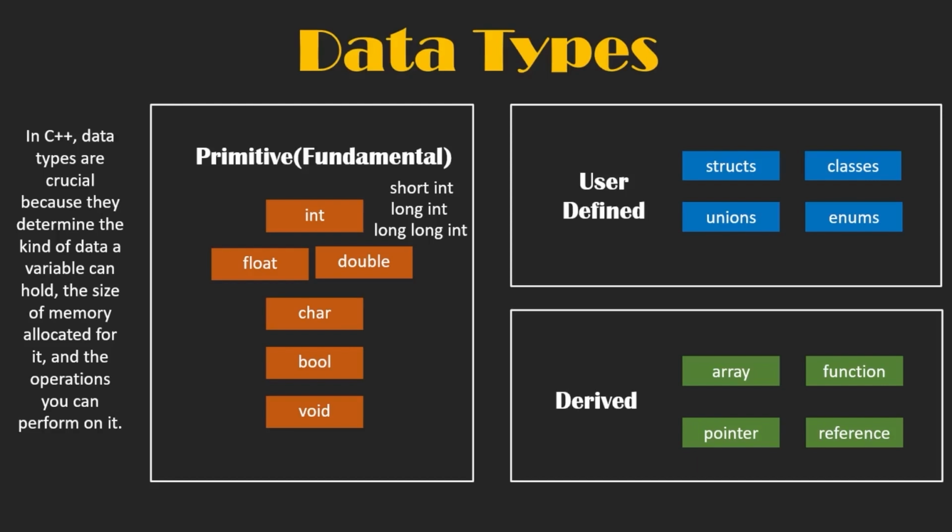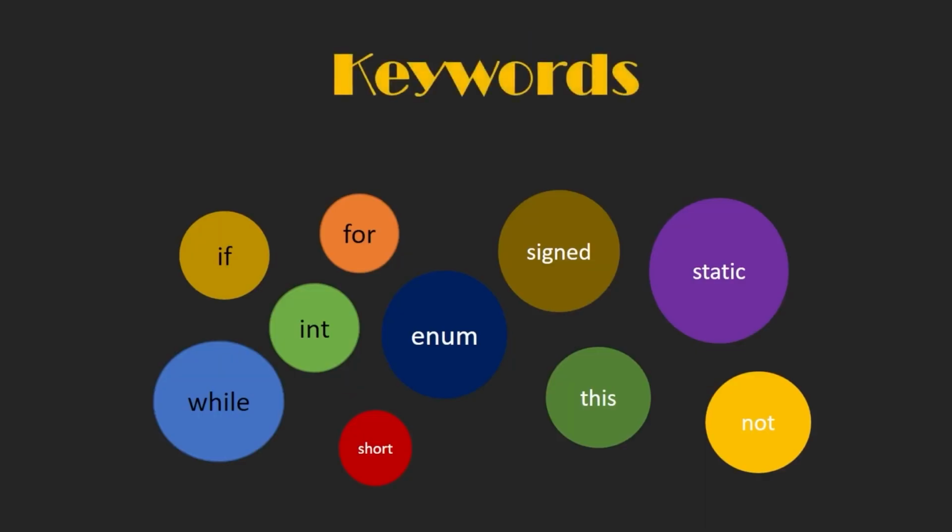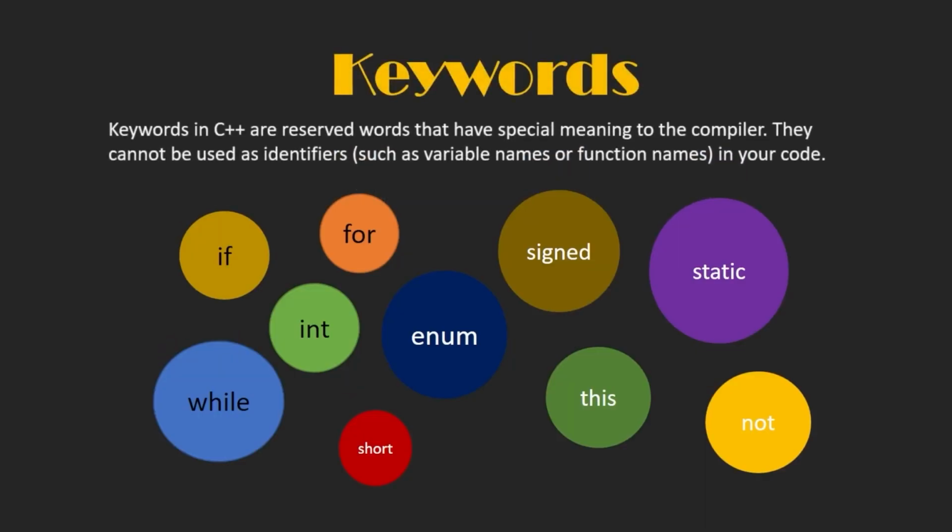Now, let's discuss keywords. Keywords are reserved words in C++ that have special meanings to the compiler. They are like the grammar rules of our programming language. For instance, int is a keyword used to declare integer variables, float is for floating point variables, char is for characters, and bool is for Boolean values.